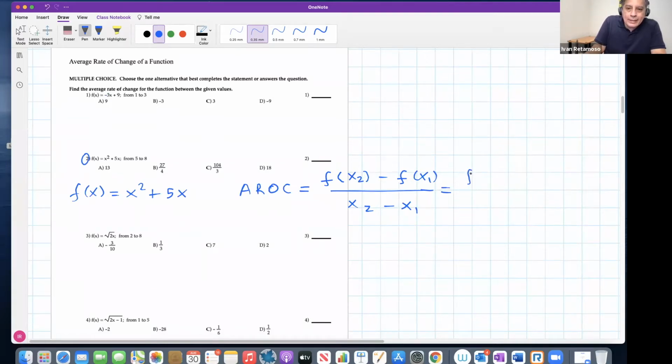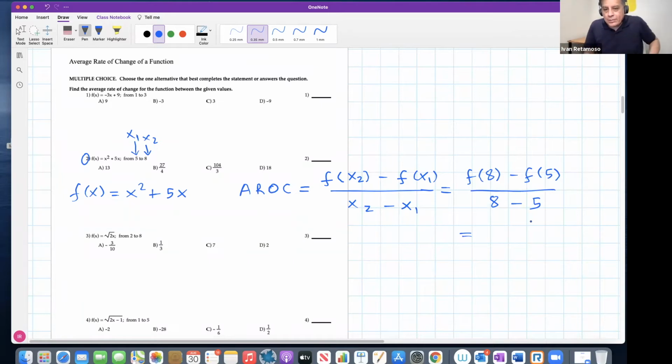And notice that x2 is the second number, and x1 is the first number, right? So basically you have to try this: f evaluated at 8 minus f evaluated at 5, the evaluations over 8 minus 5. Try to compute this and that should take you to the answer. Then I will show you a trick to get it in exact form using our calculator, or if it's just a whole number, write out the whole number. Very good.